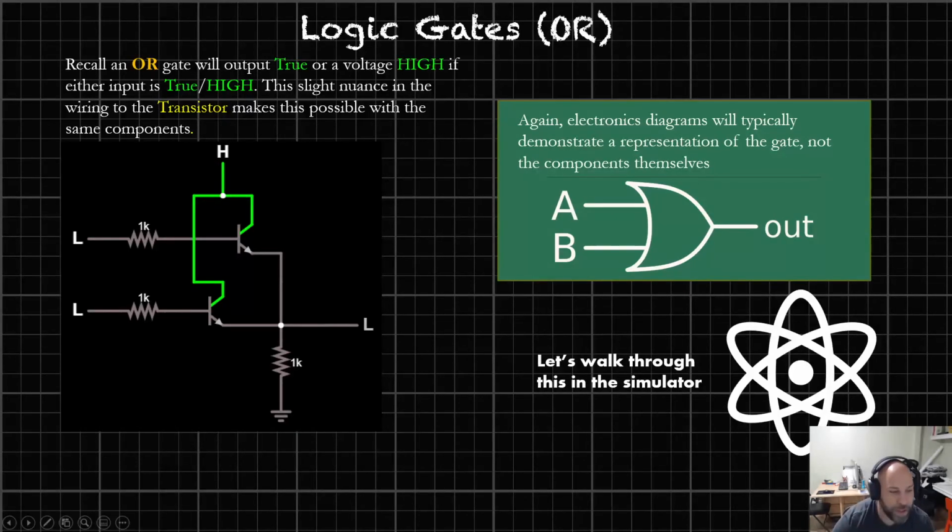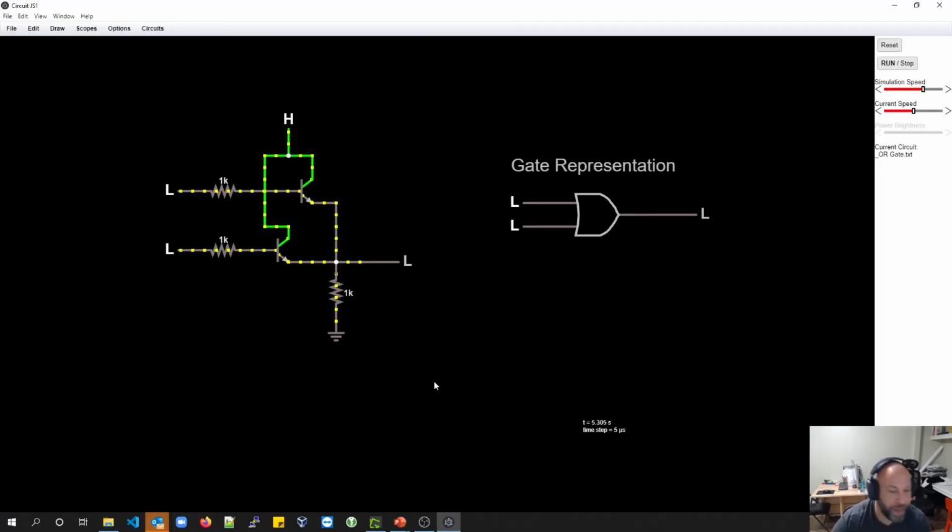Let's walk through the simulator and take a look at this. So here is our OR gate. I have our gate representation. Just to prove to you that this is indeed an OR gate, let's walk through the gate representation first. Feasibly, any voltage high or any logical high going in should produce a logical high on the output. Let's test that theory. All right, there we go. So I have one high, one low, high is the output. I have one low, one high, high is the output. Two highs, high is the output. Two lows, the output is low.